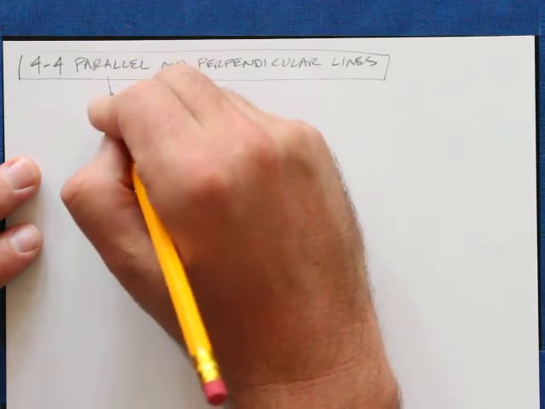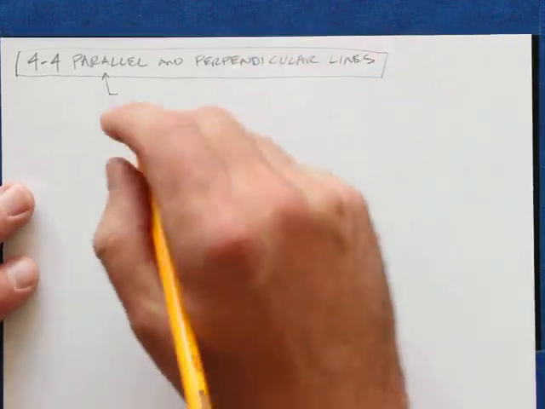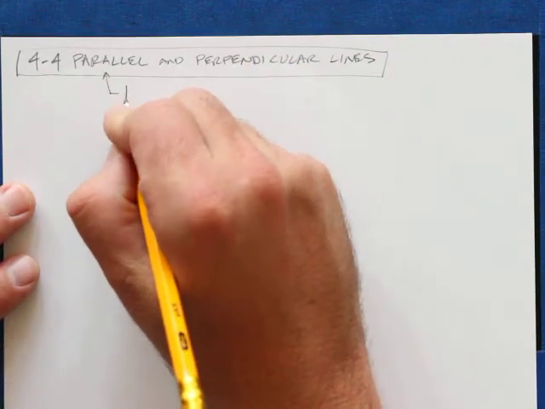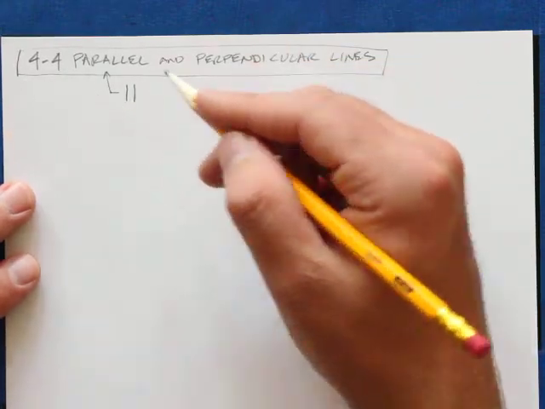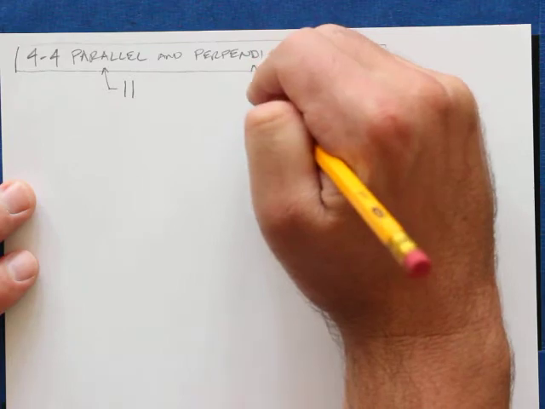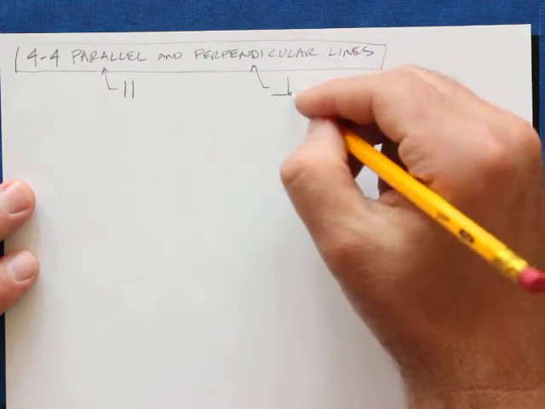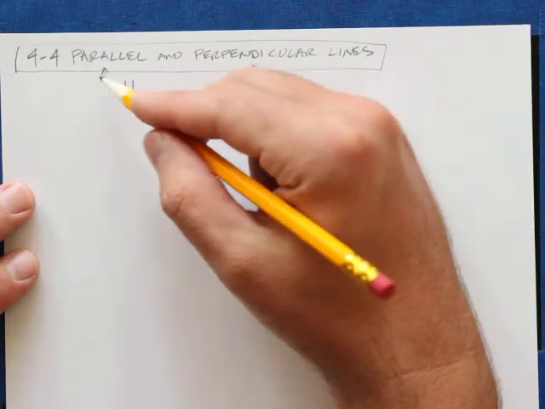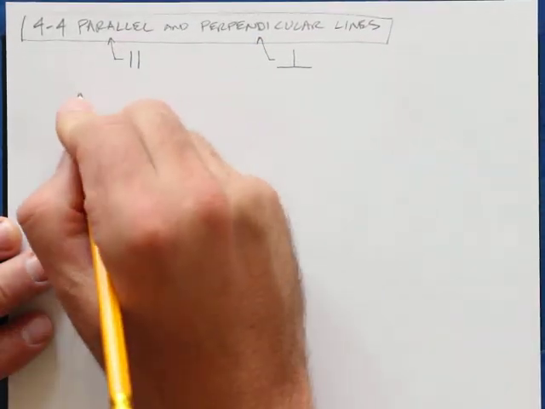So parallel lines, instead of writing parallel every time, I mean, we'll write it a few more times, but shorthand, the symbol for parallel is two lines like this. It's not really an 11, kind of looks like 11, but it's not. Perpendicular looks like this. It looks kind of like an upside down T with kind of a big top on it. So parallel, perpendicular.